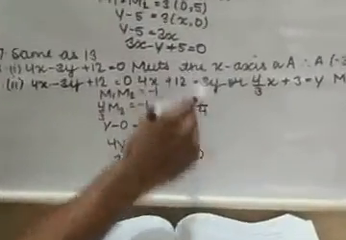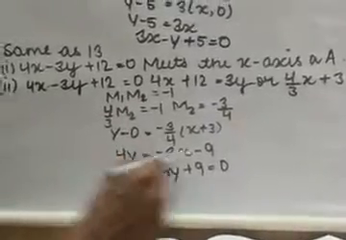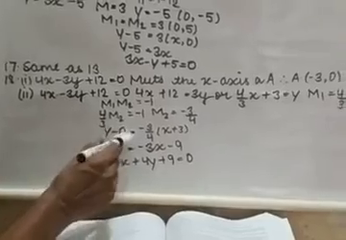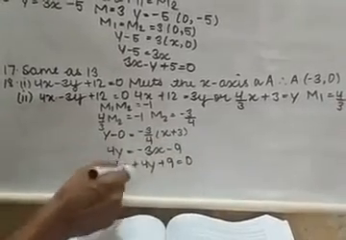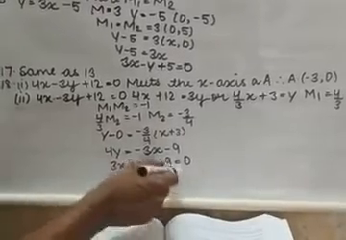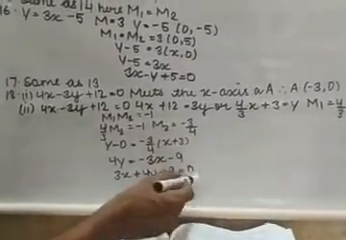Now, as I have the coordinates (-3, 0), I have taken y - y1 = m(x - x1). Just solve the equation and you get the equation 3x + 4y + 9 = 0.